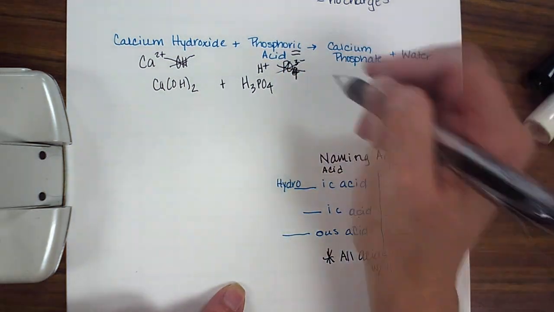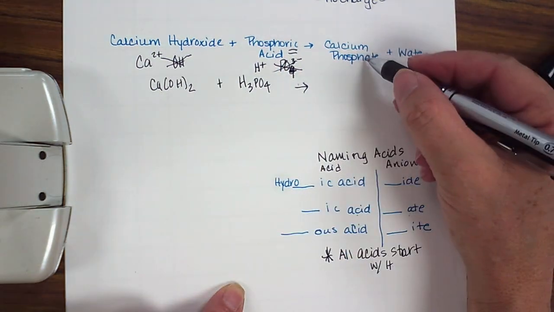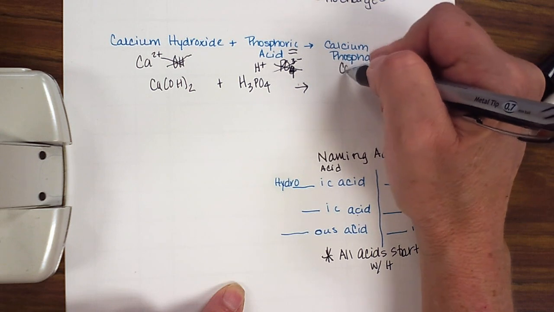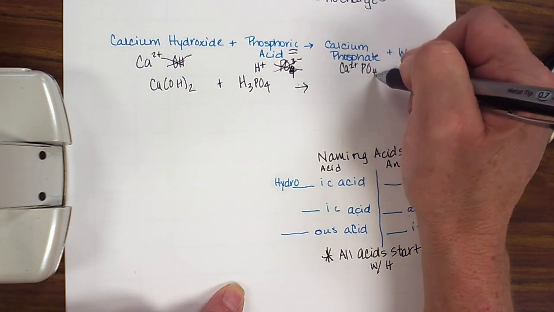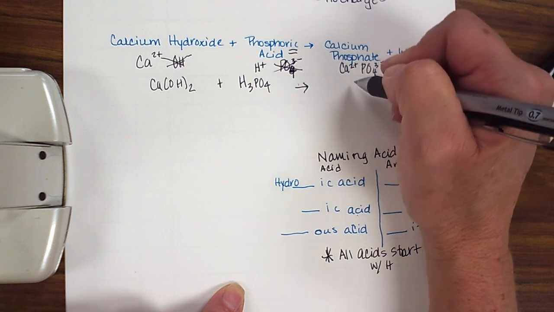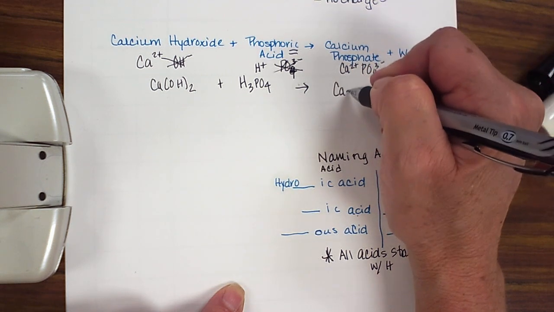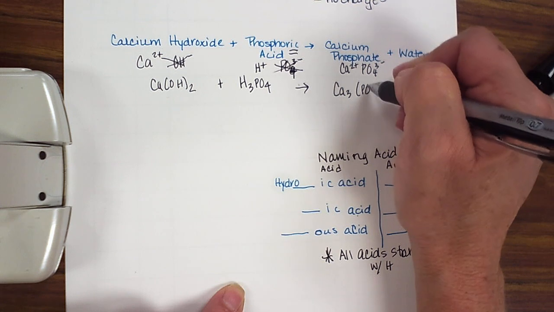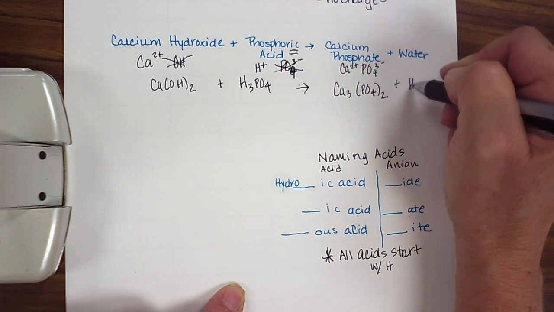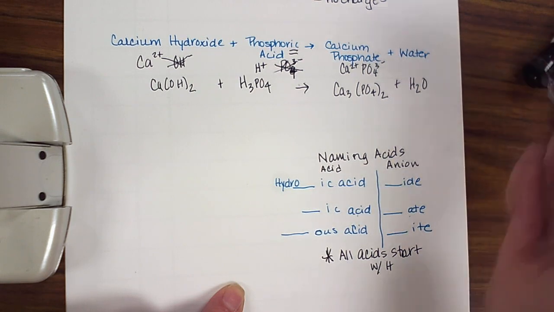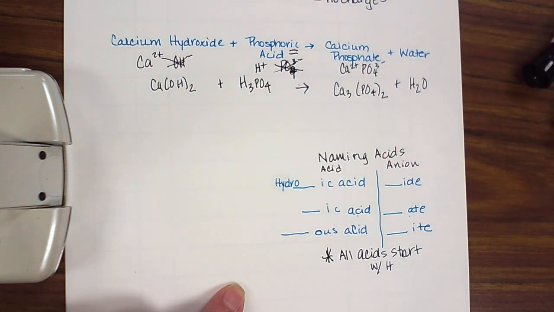There it is. Okay, yields calcium phosphate, Ca plus 2, phosphate PO4, 3 minus, crisscross, and I get Ca3, and then I put the PO4 in parentheses, 2, plus water, H2O. Okay, so now I want to balance this.